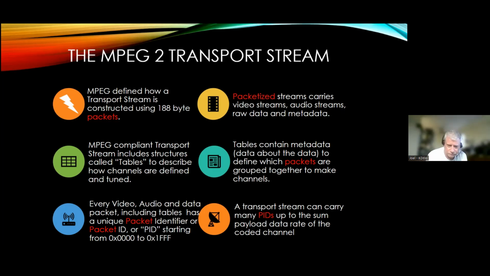So it's packetized. But then they also define tables, which are these logic structures that say which packets represent what video. And so when you turn the channel, you look at this PID, and those PIDs are the IDs for all those packets. There's 8,200 and some odd packet numbers to choose from, and so they're all labeled. So when you look at a transport stream, all the packets are constituted there to carry the video, the audio, and this metadata, and you'll be looking at the PIDs. So a transport stream can carry many, many, many PIDs up to the sum payload data rate of the coded channel that you can get through the modulator.